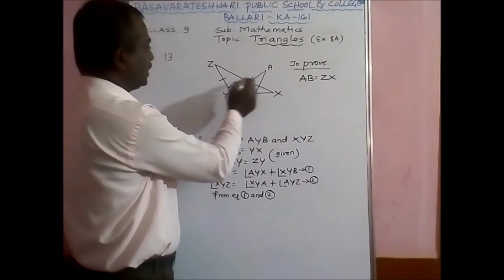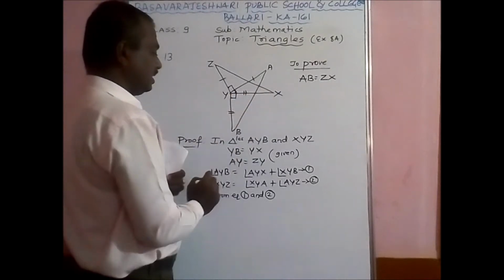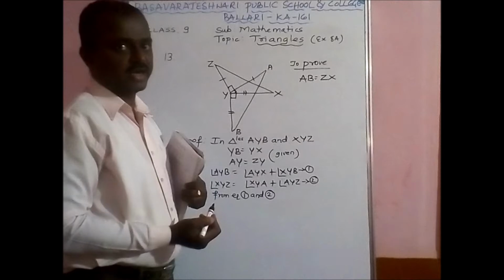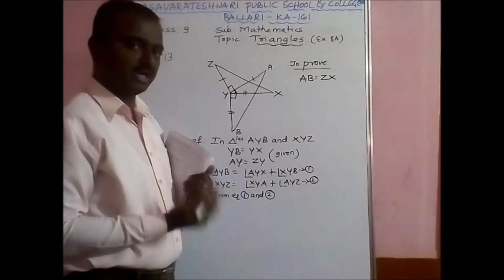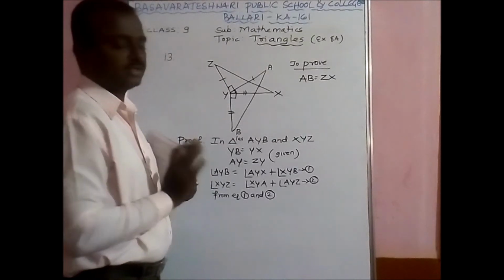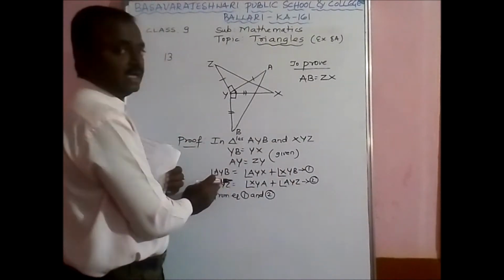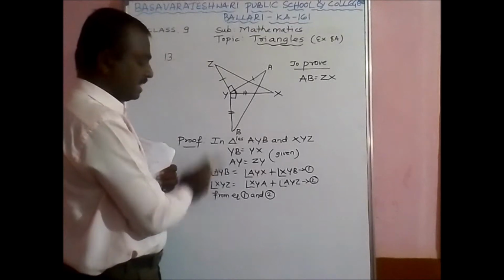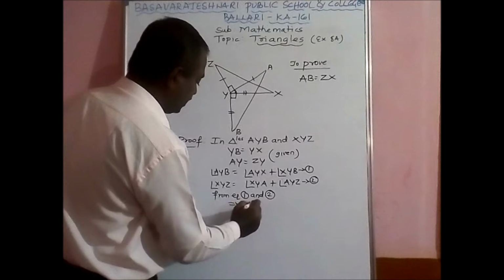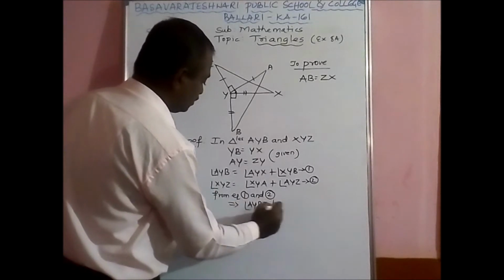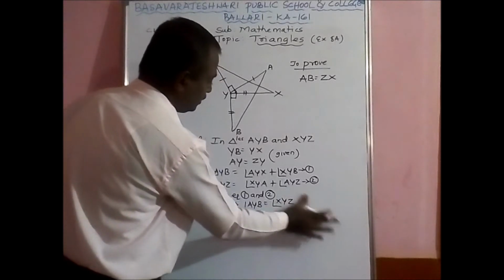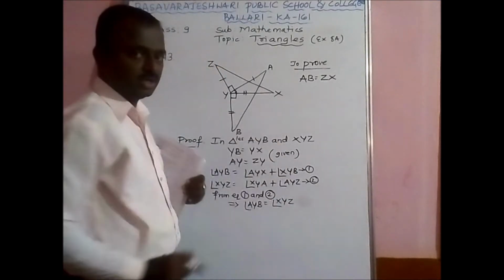And already it is given that XYB and AYZ are right angles. They are 90 degrees. So that means they are equal. That means completely the RHS is equal. If RHS is equal, definitely we can say LHS are also equal. So this implies angle AYB is equal to angle XYZ. How? By equation 1 and 2.